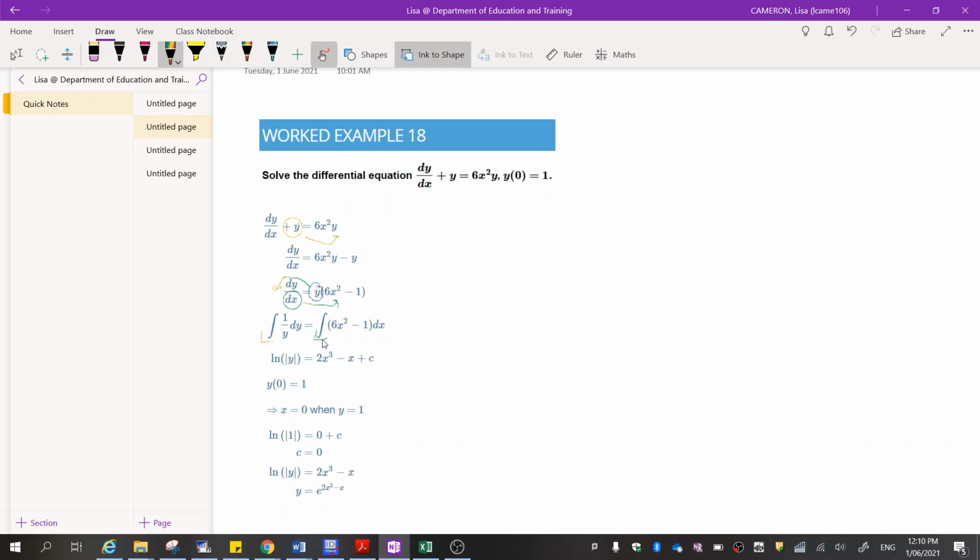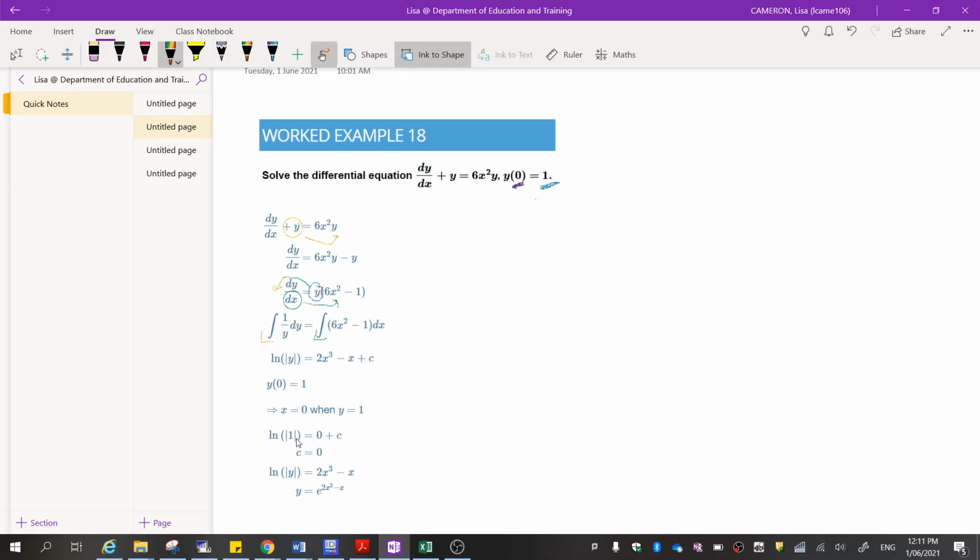So now I can integrate my functions. This side will give me ln y, this side will give me 2x cubed minus x plus c, and this time I'm not trying to work out the general solution. This time I am substituting in when x is 0, y is 1. Substituting that in will let me work out what our constant value is. So down here, I chuck those values in.